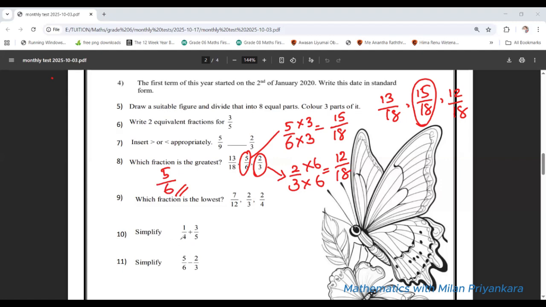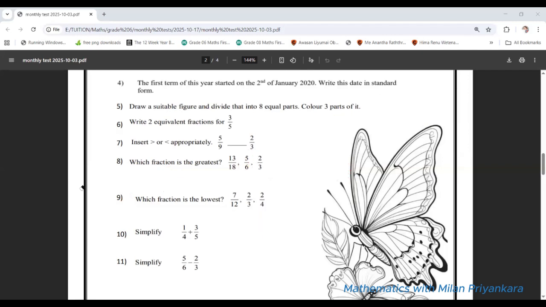Okay. Which fraction is the lowest in this ninth? Let's see. Lowest fraction, right? Now here also we can easily make this denominator, right? 3 multiplied by 4 is 12. 4 multiplied by 3 is also 12. So let's follow the same procedure and use the same steps and get the answer, right? So 2 over 3, you have to multiply by 4 because you want to make 12. Then it is going to be 8 over 12.